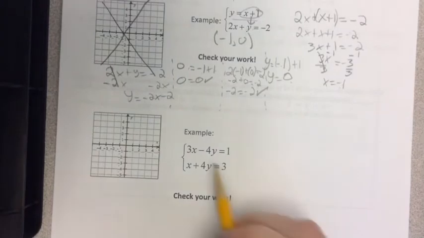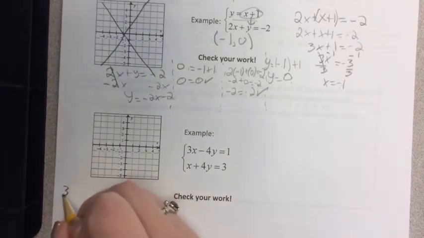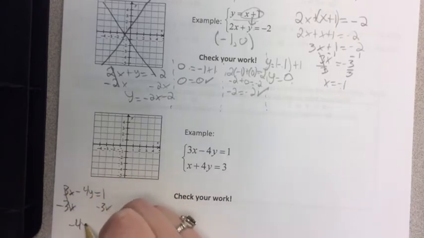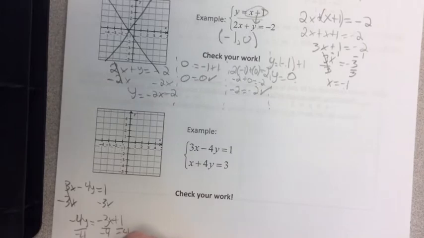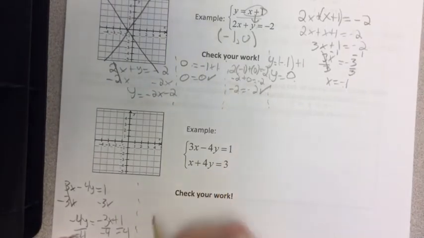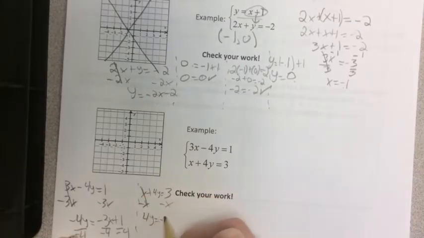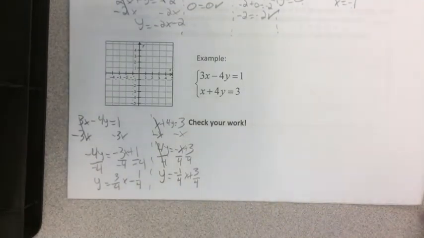Alright, so my last type of example is when neither of them are solved for y. So I'm going to have to solve for y in order to do my graph for both of them. Alright, so I'm going to subtract 3x from both sides. Divide by the number in front of y, and we get 3 over 4x minus 1 over 4. So now we need to do the second one. So again, move my x to the right side, and then divide by the number in front of y. So I get -1 over 4x plus 3 over 4. So now both are solved for y, so I can go ahead and graph them.